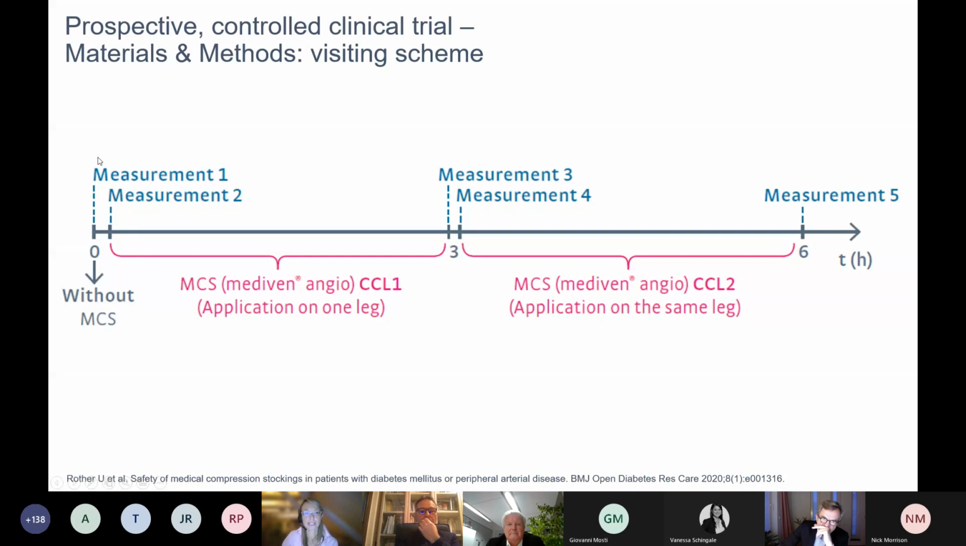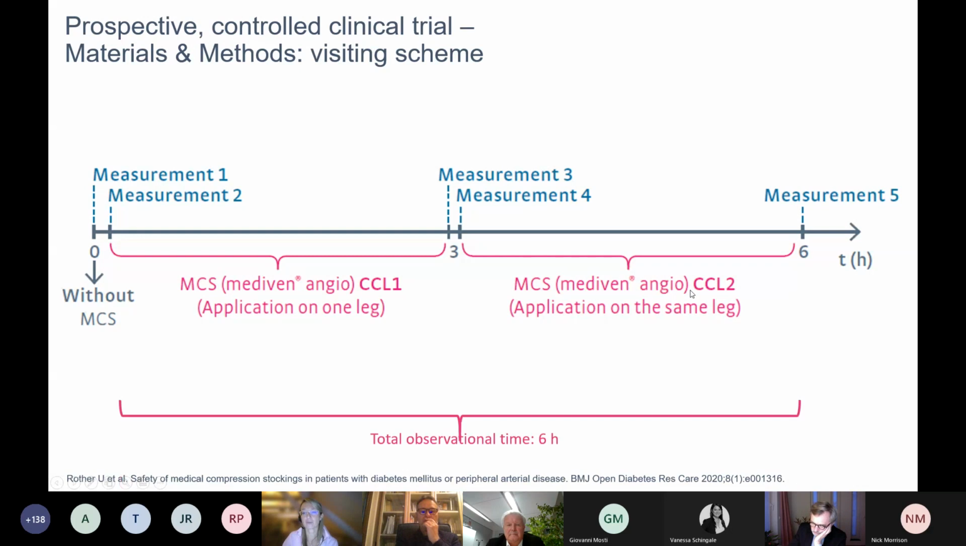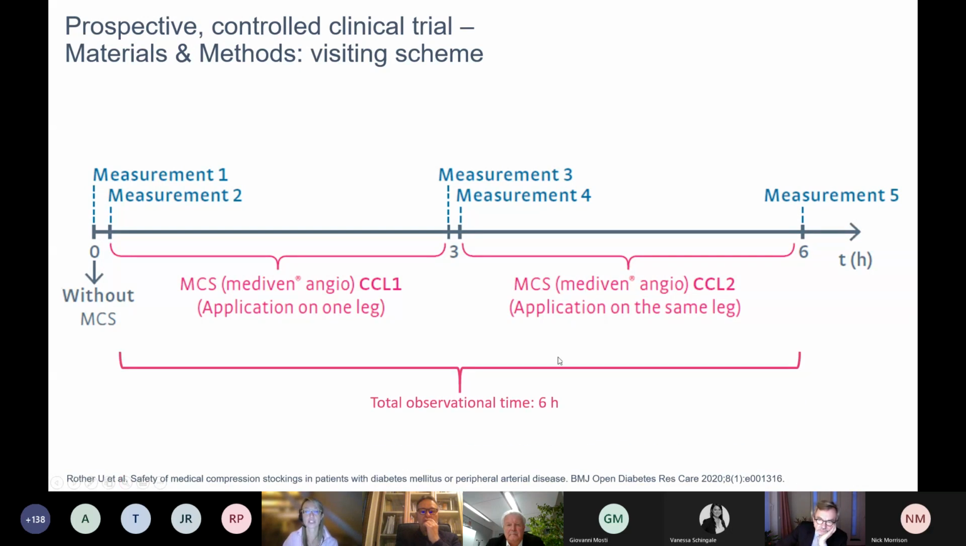How was the visiting scheme? At first, we had a baseline measurement without a medical compression stocking, and we measured the microcirculation without compression as a baseline measurement. Then we applied the Medivin Angio in compression class 1 for 3 hours. And then for an additional 3 hours, we applied the Medivin Angio in compression class 2 on the same leg in the same patient. So this study design enabled us really to analyze both compression classes 1 and 2 in one and the same patient, in a time frame of about 6 hours, which was the total observational time.